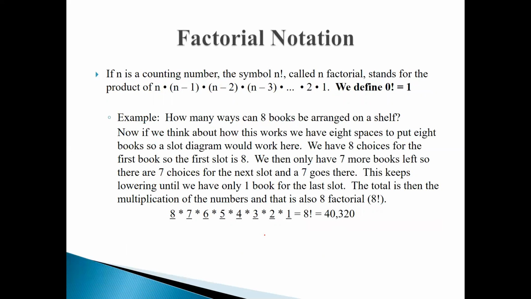Now, factorial notation. If n is a counting number, so 1, 2, 3, 4, 5, the symbol n with the exclamation mark is called n factorial. And basically that stands for the product of n times n minus 1, times n minus 2, times n minus 3, on down until you have times 2 times 1. Okay, and again, that's kind of like the pigeonhole or the slot diagram because you're just multiplying all those together. Now, by definition, 0 factorial is equal to 1. So if we ever end up with 0 factorial, we know that's equal to 1.